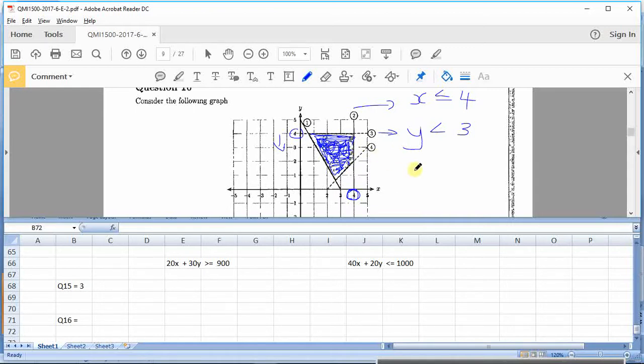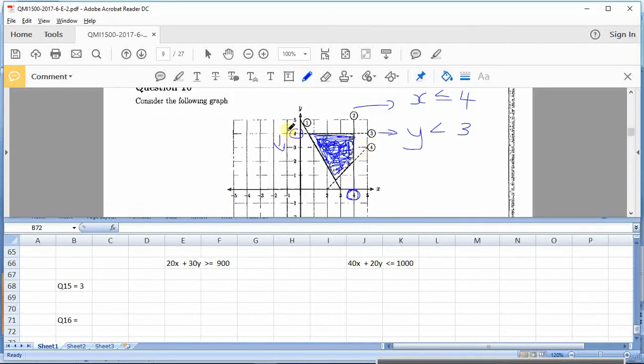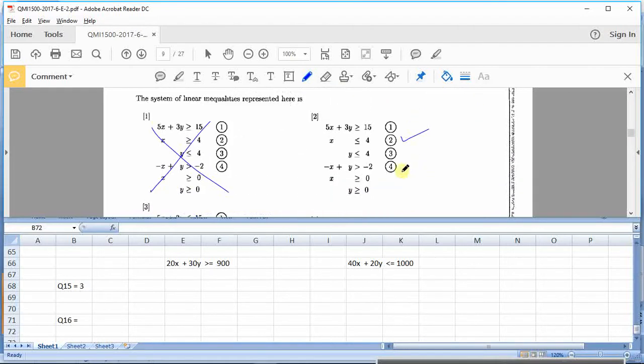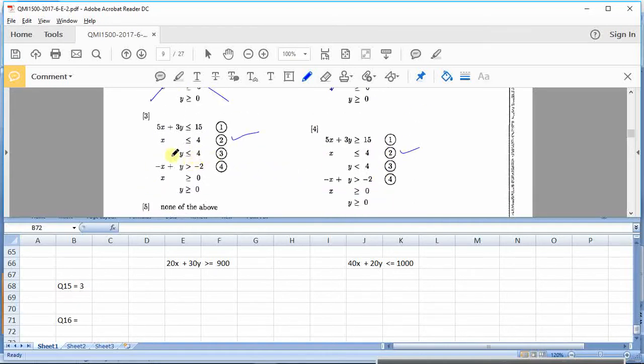Okay, so where is y less than 3? Let's see. Oh, not less than 3, sorry. I read wrong. Why did I write 3? Less than 4. That's a 4, not a 3. It's no wonder. Graph 3 is on 4. Right, so y less than 4. Is y less than 4 here? It's less than or equal to 4. That one's wrong. That one's out. Here, less than or equal to 4. That one's wrong. That's out. Here, that one's right. So it must be option 4 possibly. We need to check the other 2.